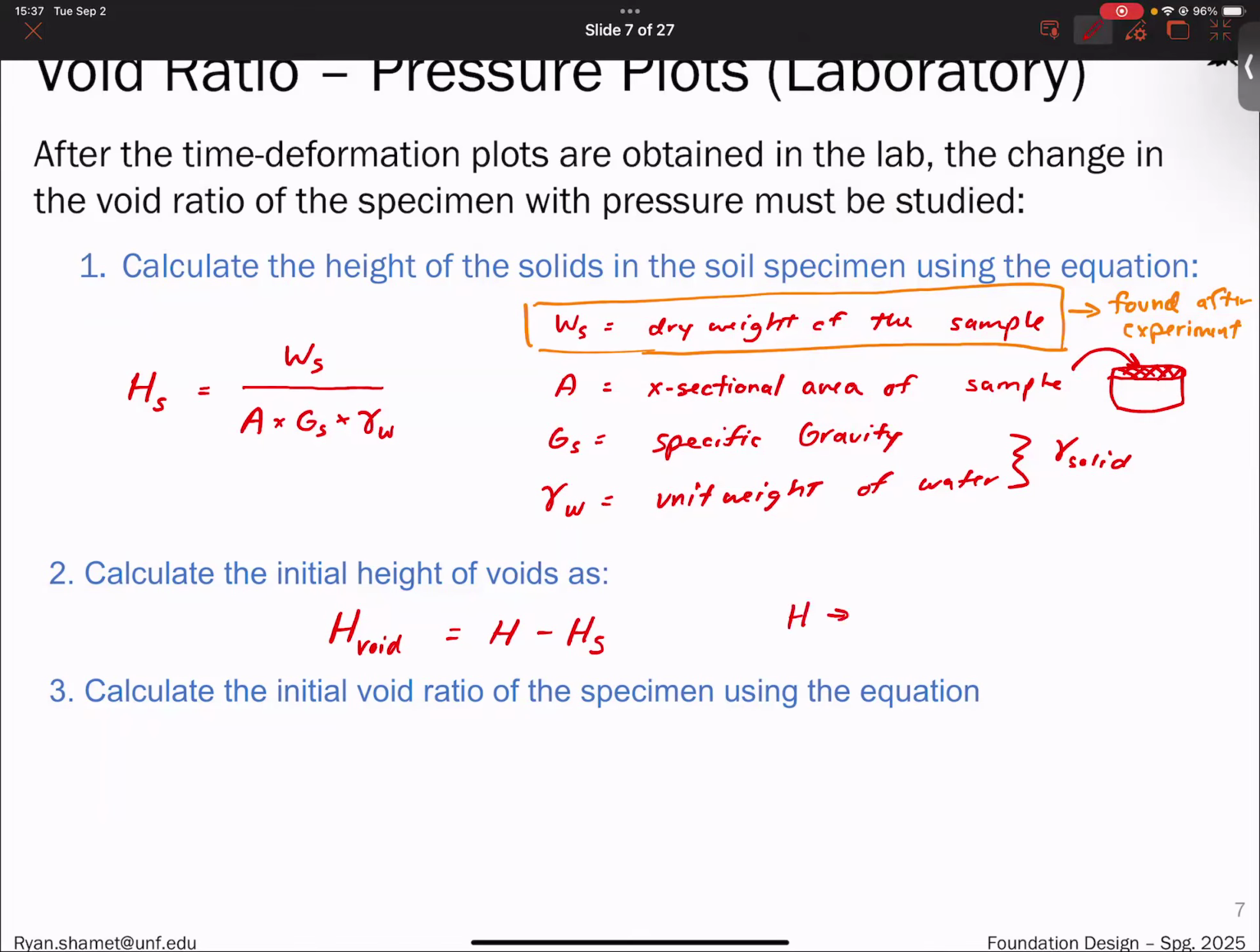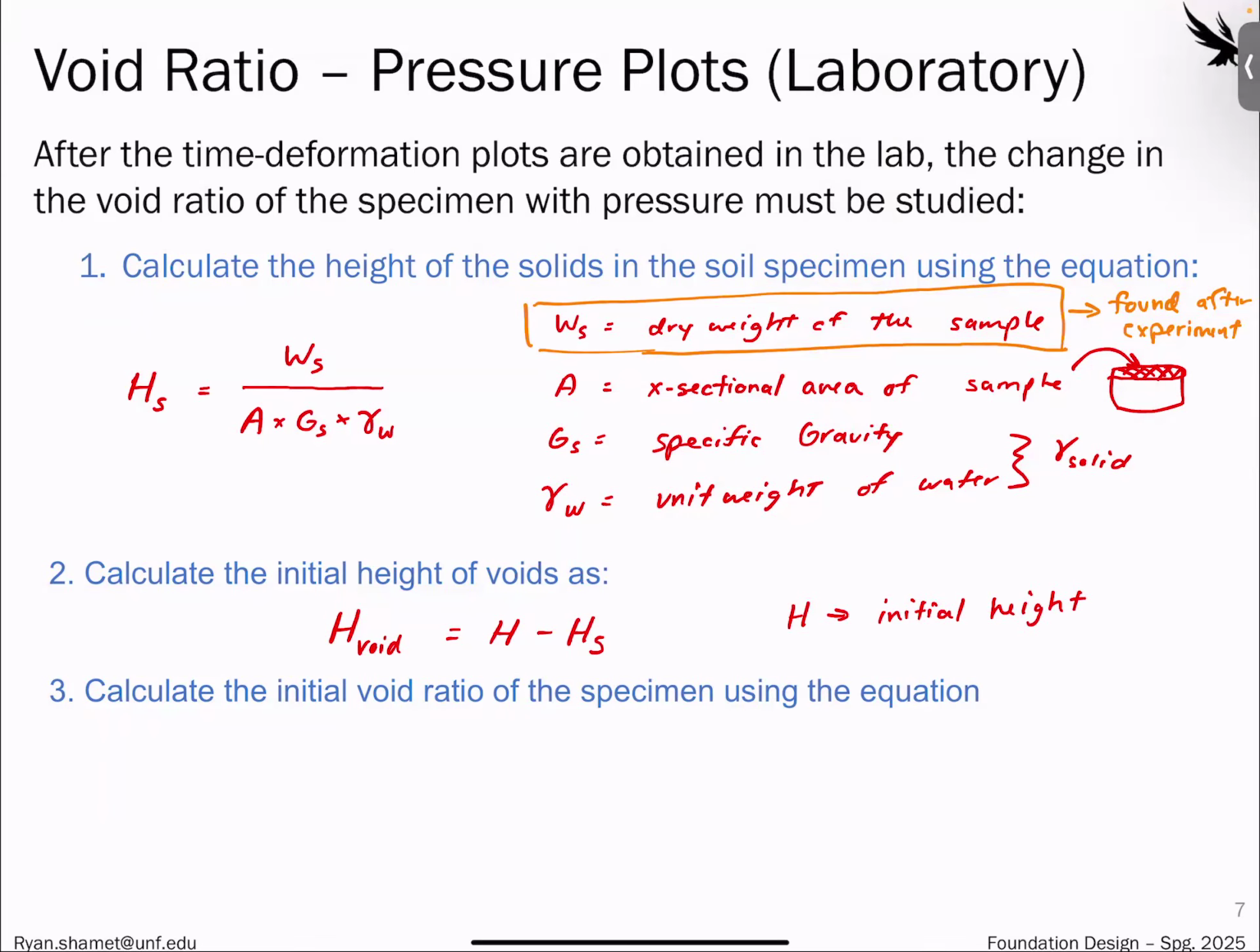So H is the initial height of our sample. So what we can now find is the initial void ratio of the specimen. So the initial void ratio, this is often similar to the in situ void ratio.